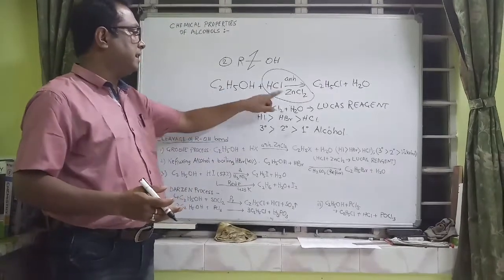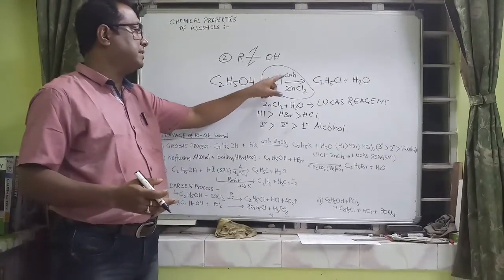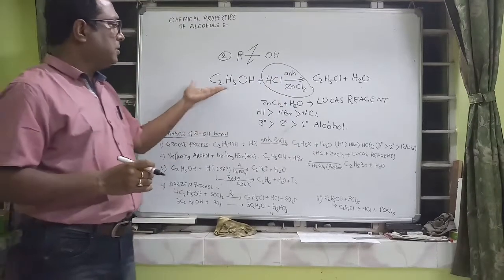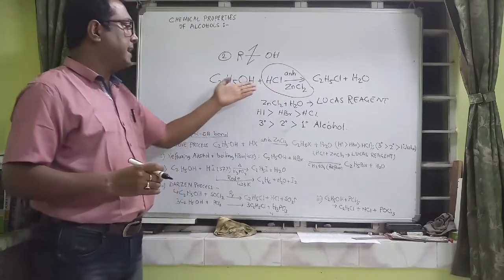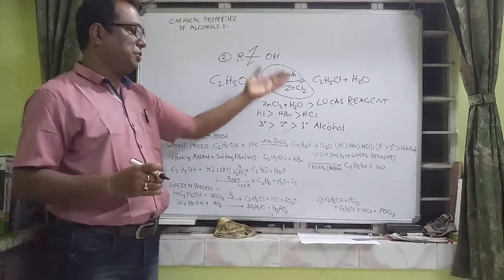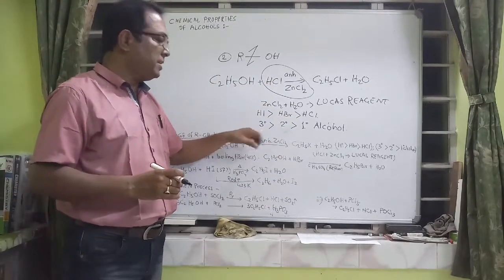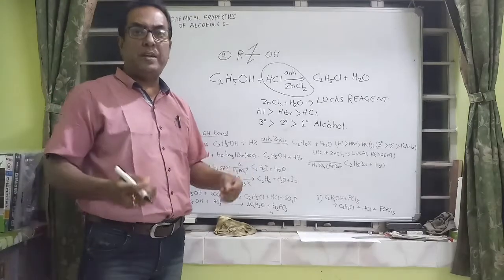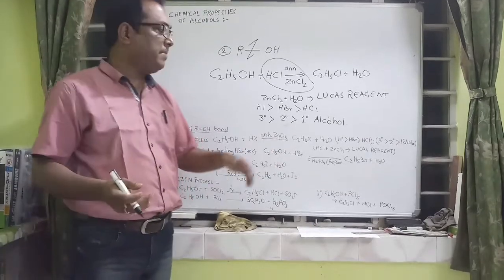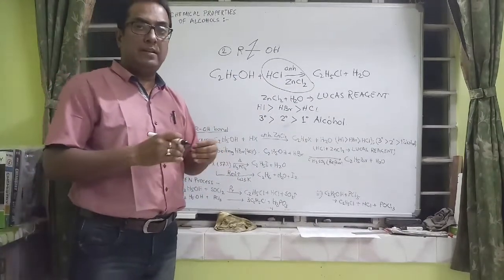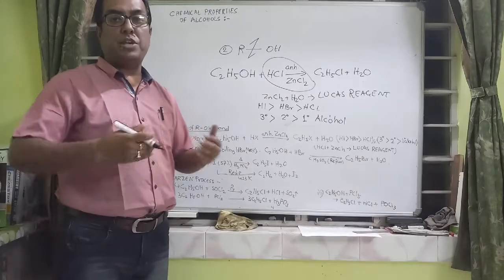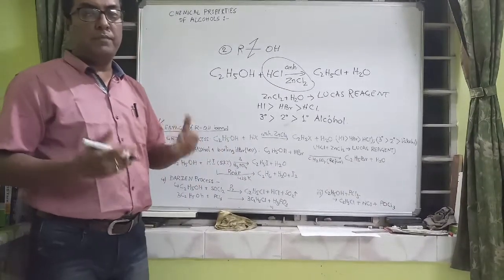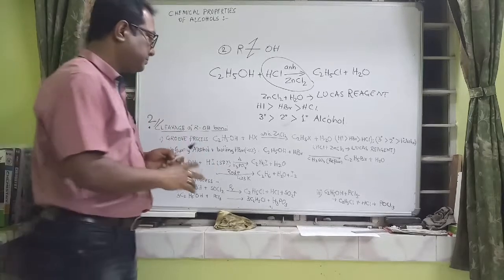So this is the reaction of zinc chloride and hydrochloric acid. It should be anhydrous zinc chloride and hydrochloric acid, there should not be any water. When you take anhydrous zinc chloride and hydrochloric acid with alcohol, they show the reaction. For 3-degree, it will form instantly. For 2-degree alcohol, it will take some 4-5 minutes. While for 1-degree, it will take a lot of time. You even need to heat it, otherwise the cloudy appearance of the precipitate will not be shown.